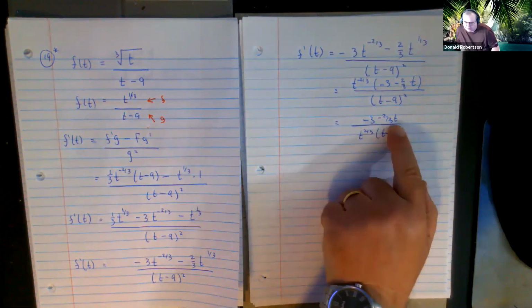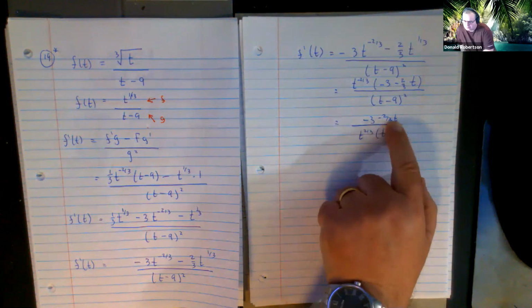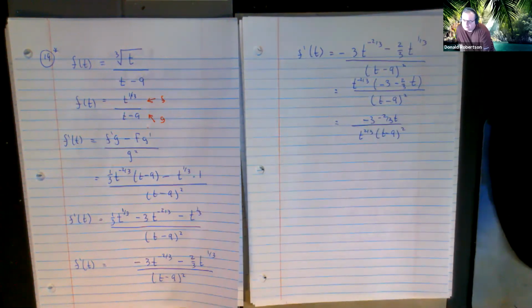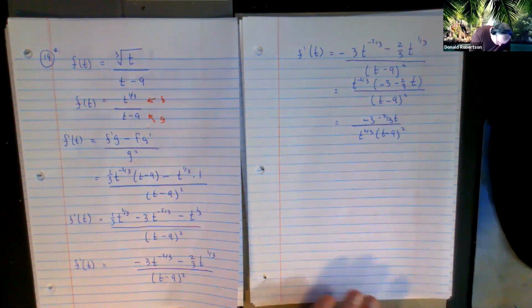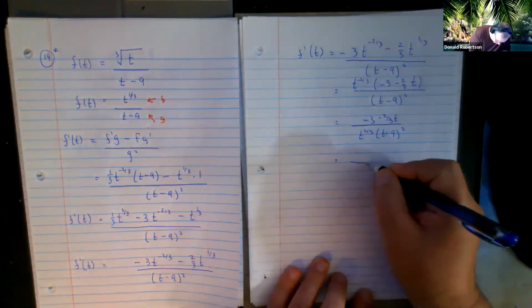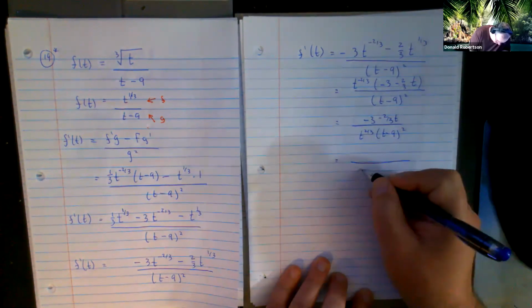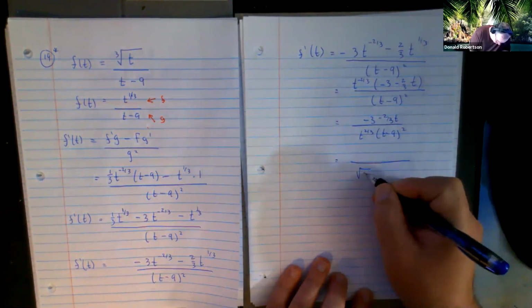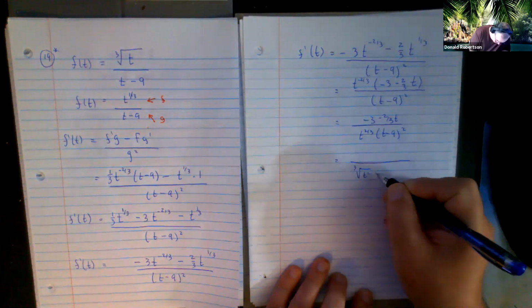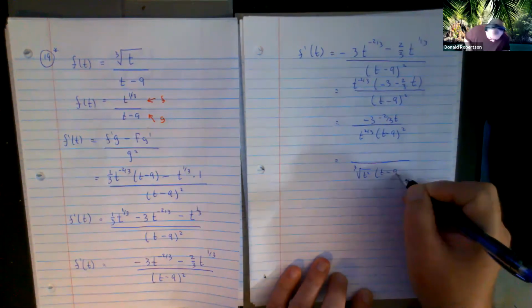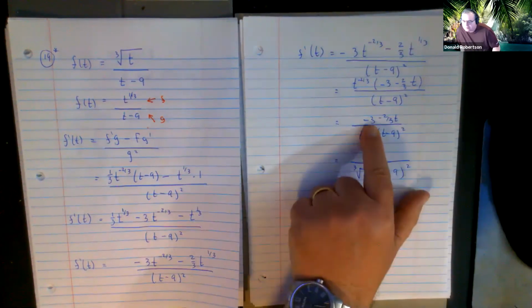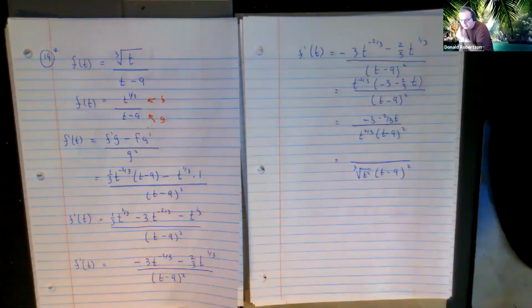What about this? I don't like this 2/3. Is there anything I can do about that? Actually, I don't even like the negatives, to be honest. Oh, and while I'm at it, why don't I just call that the cube root of t squared? How can you fix that to make it look a little prettier?